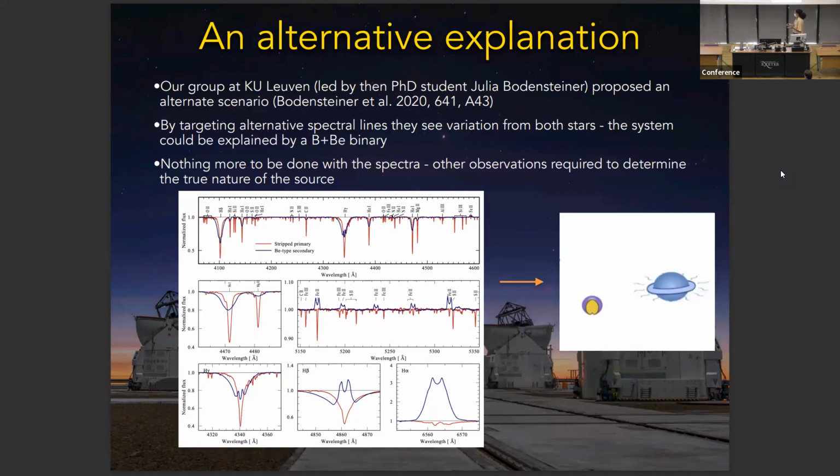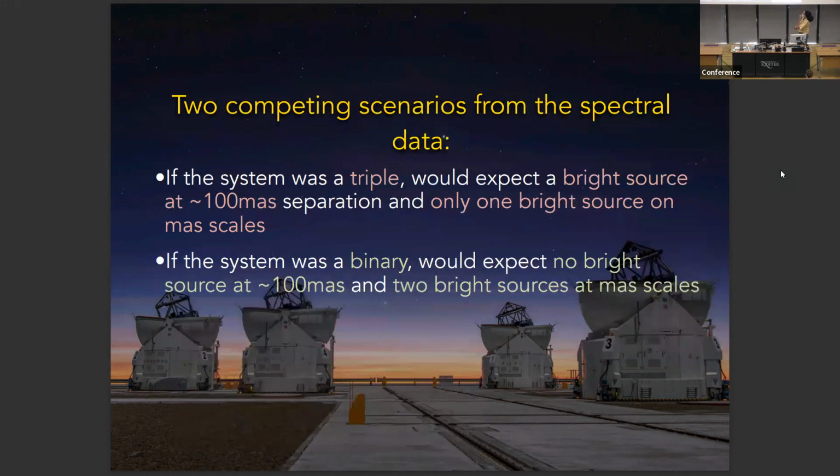However, this theory was met with some rebuttal from two other studies, in particular El-Badry 2020 and Bodensteiner 2020, who proposed an alternate scenario. And essentially they found by reanalyzing the spectra that no black hole was needed, and you can instead explain the spectra that we're seeing, which you can see here, by having a BE star in that 40-day orbit, but with a stripped star, so a slightly different object. And so essentially we had two competing scenarios from the spectral data.